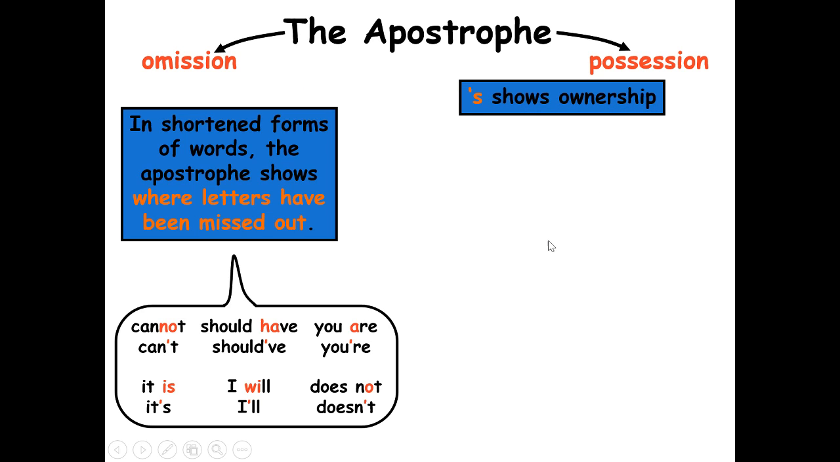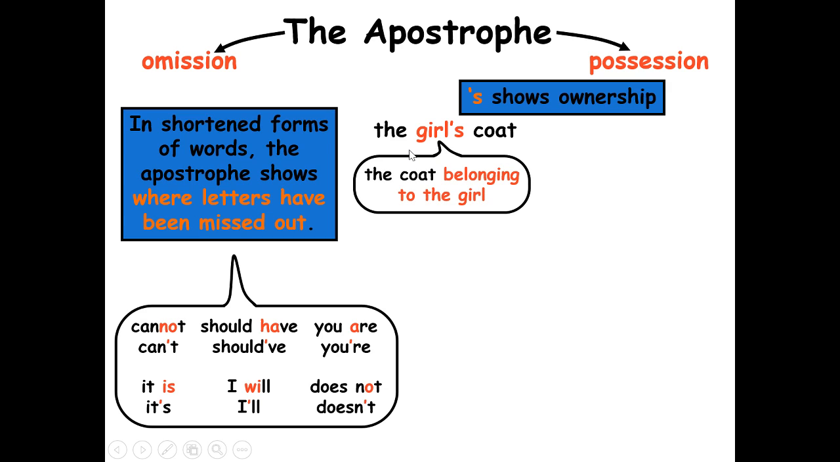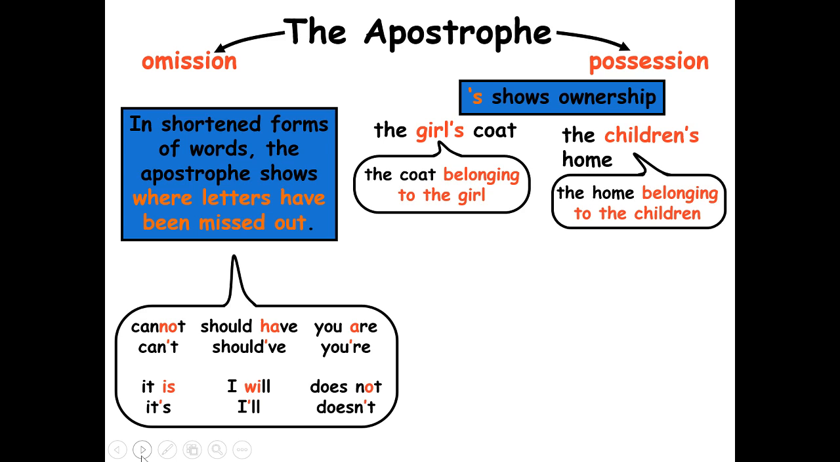And then possession. Apostrophe S shows possession. It shows ownership. The girl's coat. The coat belonging to the girl. So keep this in mind. Apostrophe S means that the object mentioned in the sentence belongs to the person. Okay? The children's home. The home belonging to children.